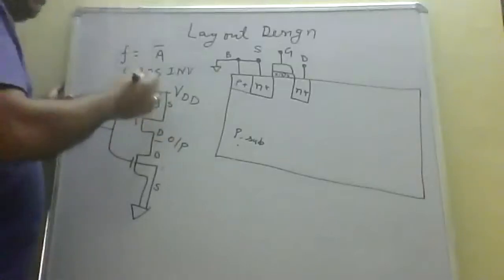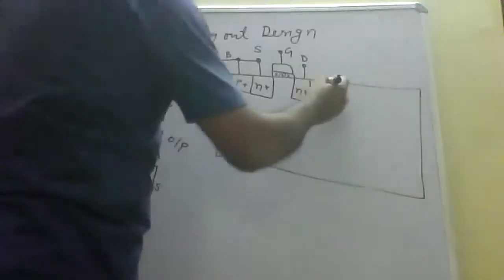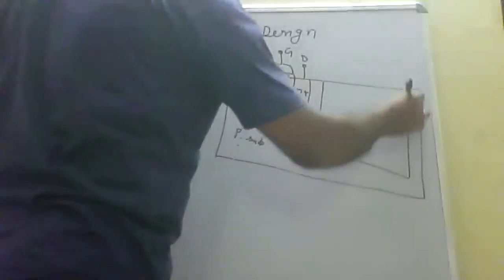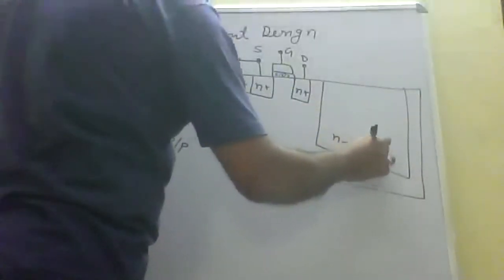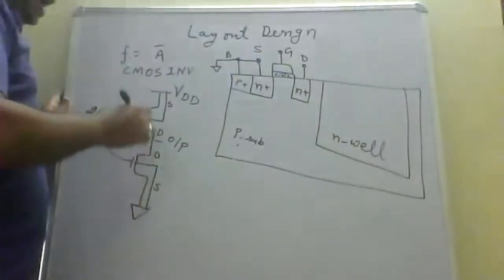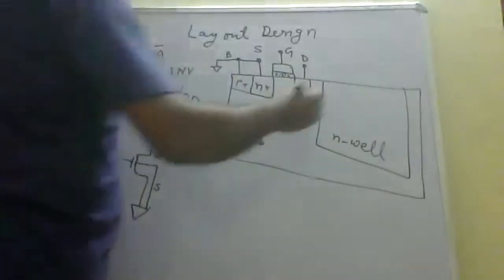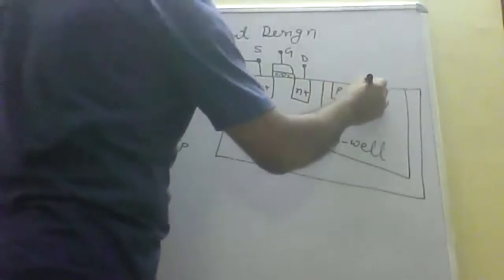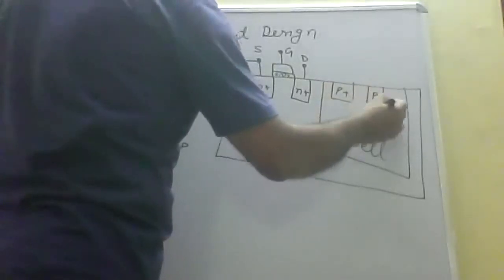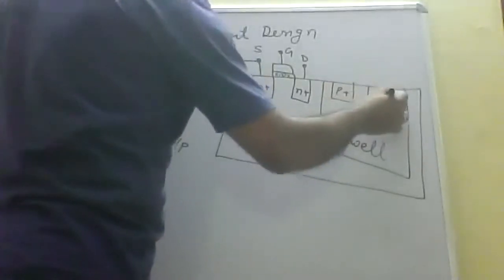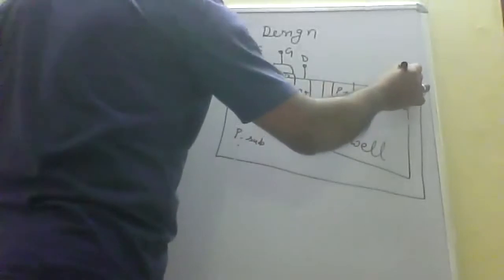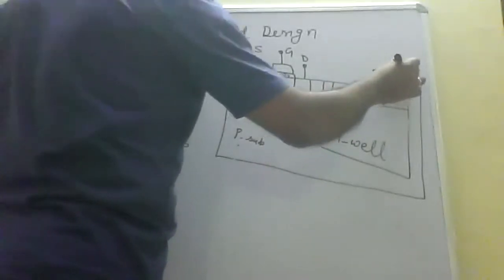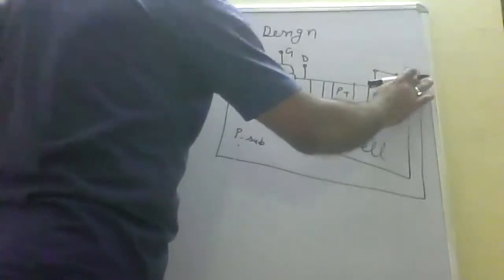For PMOS, the substrate will be N-type. So inside the P-type substrate, first we create an N-well. This N-well will be the n-type body of this PMOS. Inside this N-well, there will be two P plus regions. This is the two P plus, and here this will be the N plus, which will be the body terminal. This is the source terminal, and again body and source are connected together to VDD.